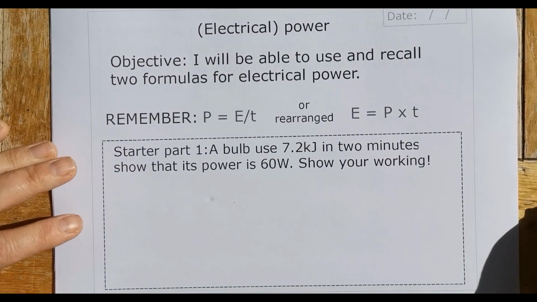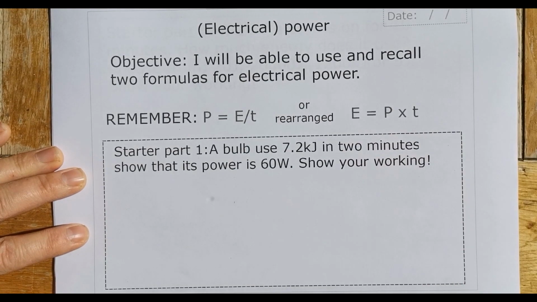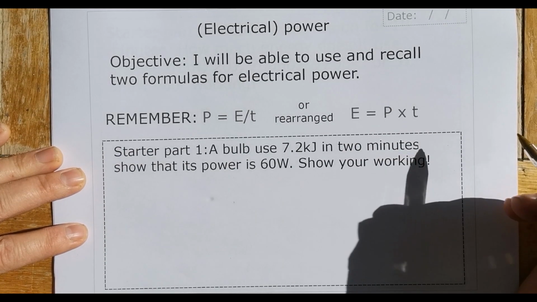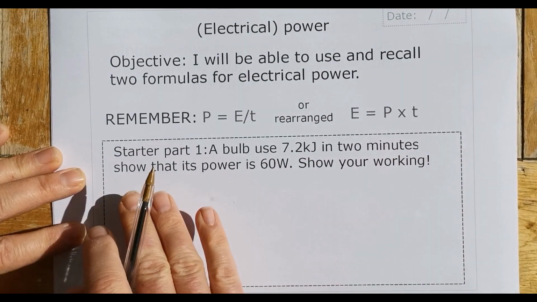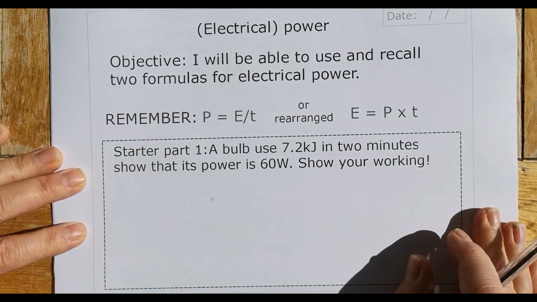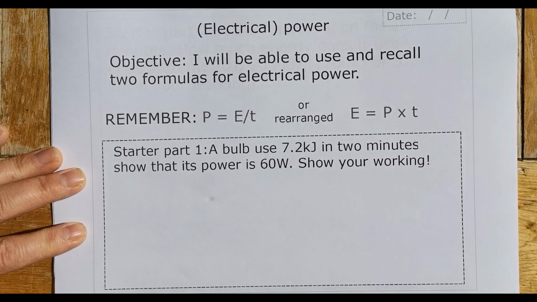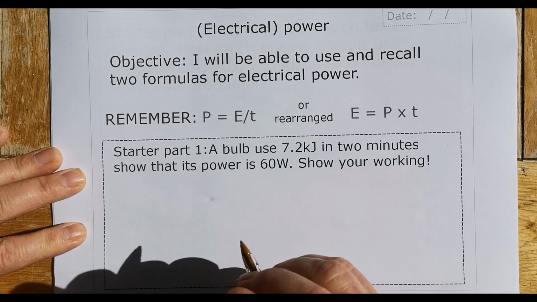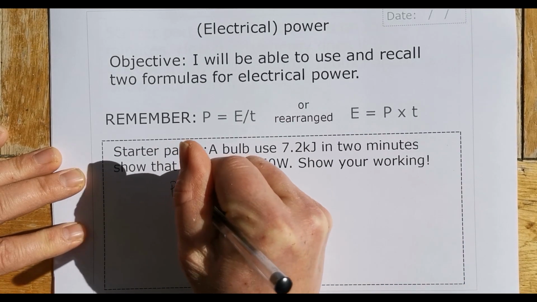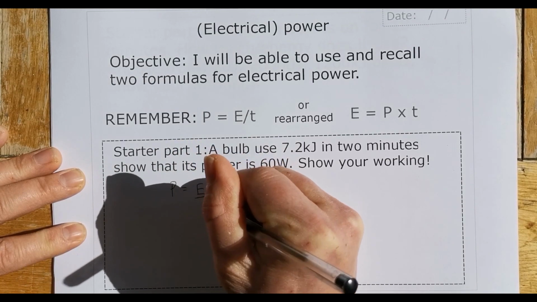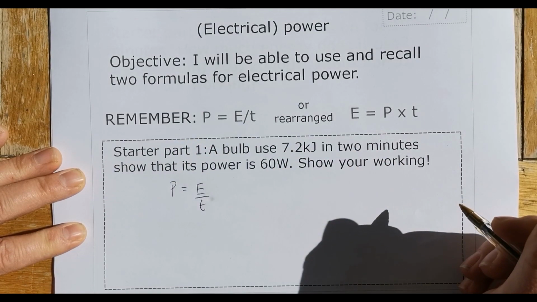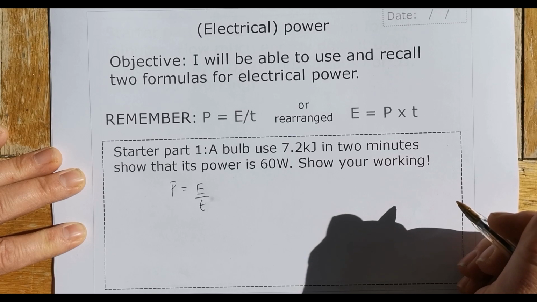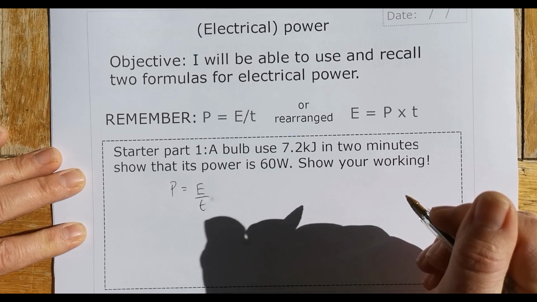Okay, so let's go. The important thing here is always give yourself time to try and do the solution yourself. Then I'm showing you how to do it so that you know how to do it. So please, if you haven't got the correct answer, correct your work at the end. These two are going to use power equals energy over time, or energy equals power times time. Show that it's power. So power is energy over time.